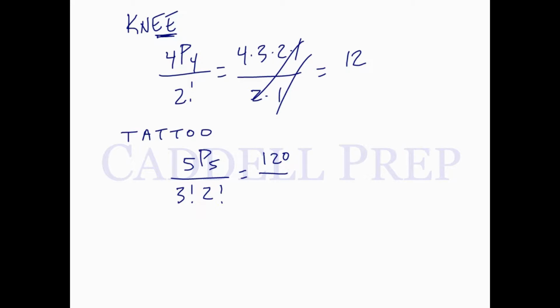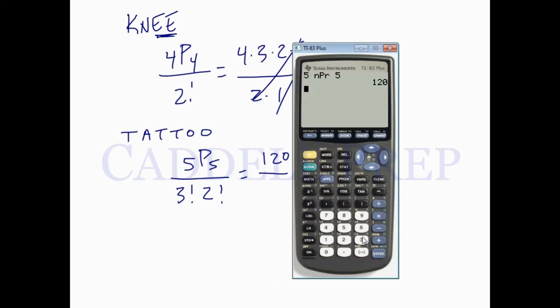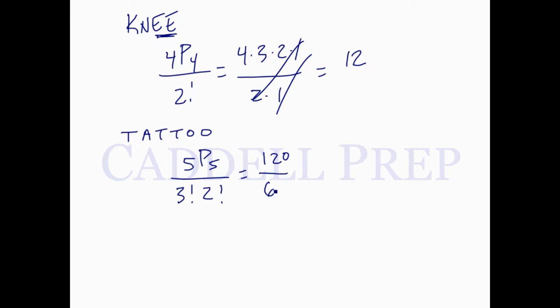3 factorial, we do that in a calculator. 3, probability, then the exclamation point. 6, and 2 factorial is just 2 times 1, so that's 2. So 120 over 12, 10. There are 10 different ways to reorganize this. And we see if we move things around, because we have so many T's repeated, so many O's repeated, they're not going to be different. There aren't going to be that many different. We're only going to have 10 different ways to reorganize these.